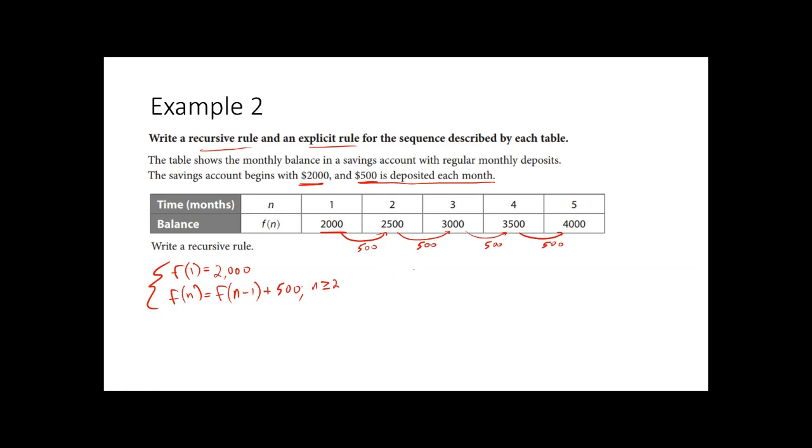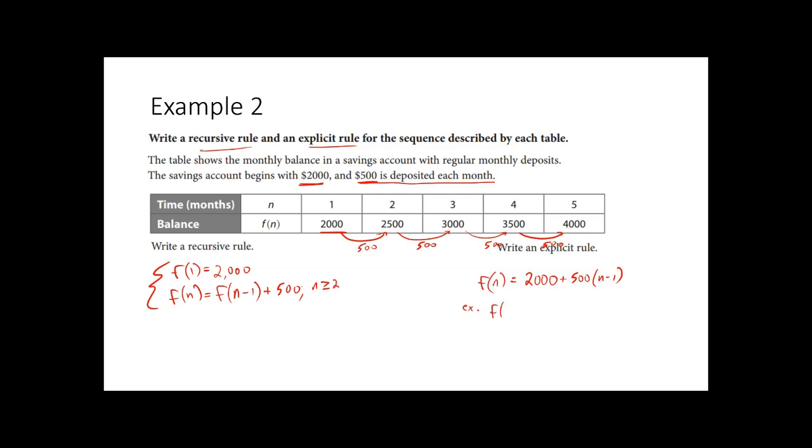Now, for the explicit rule, we have f of n equals, what was our first term? 2,000, plus our difference, which was 500, times our number, n minus 1.